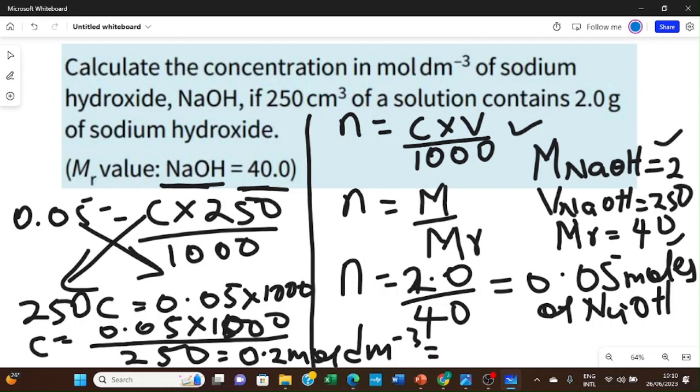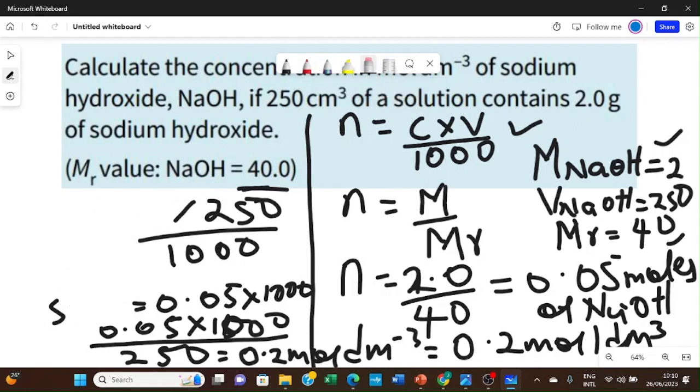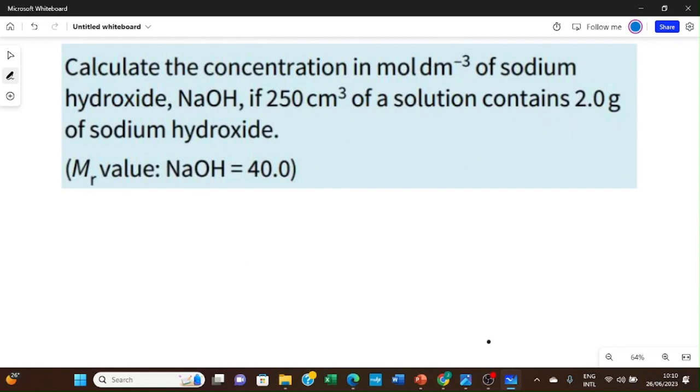So the answer is equal to 0.2 mole per dm cube. So you can see it's as simple as ABC. All you just need to do is to apply the formula and follow the steps as usual. So it's very, very simple. You can use a shorter method. Let me use another method to solve this. If you are comfortable with this method, okay. But if you are not comfortable, you can use the other method. At the end of the day, you still get the same answer. You might decide to use this method.